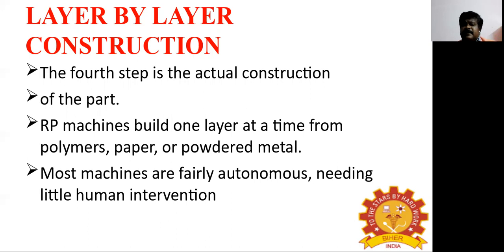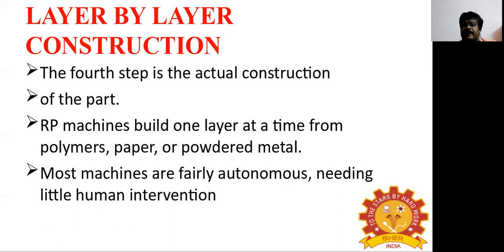The RP machines can build one layer at a time from polymers, papers or powdered metal. Most of the machines are basically autonomous. They don't need any human intervention. It means the machinery does not require much human support. It means it is autonomous.